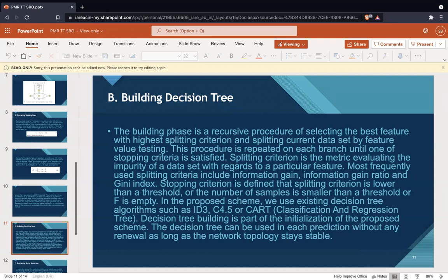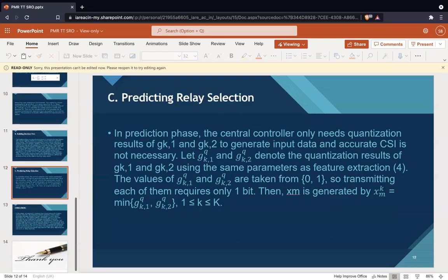Stopping criterion is defined as follows: the splitting criterion is lower than a threshold, or the number of samples is smaller than a threshold, or F is empty. In the proposed scheme, we use existing decision tree algorithms such as ID3, C4.5, or CART, the classification and regression tree. Decision tree building is part of the initialization of the proposed scheme. The decision tree can be used in each prediction without any renewal as long as the network topology stays stable.